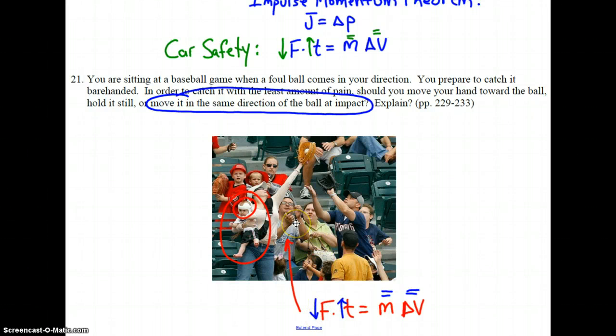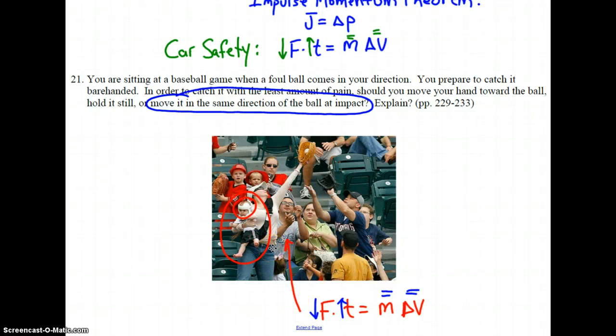So if this guy were to end up catching the ball, he'd want to give with it as he catches it, or in other words, move it in the same direction of the ball at impact. What this would do is increase the amount of time over which the force is applied to his hand, therefore decreasing the force that's acting on his hand and reducing the pain.